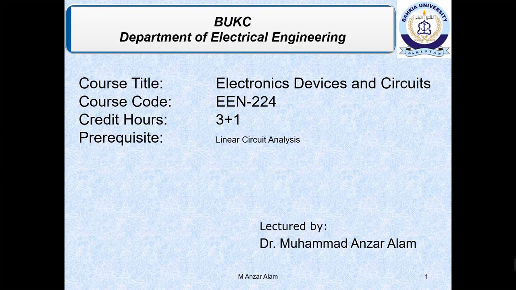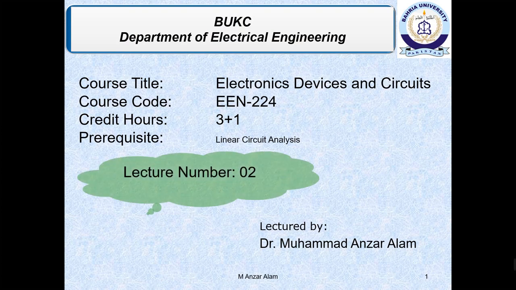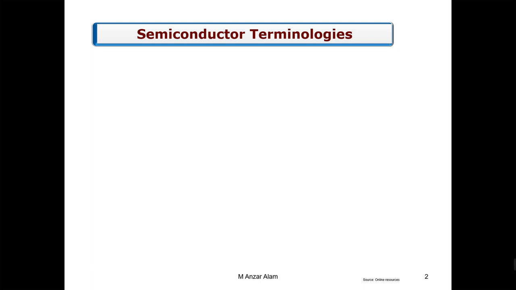Again, the course is electronic devices and circuits, and this time the lecture number two. In this lecture, we will study about the semiconductor terminologies. We said something about the term semiconductor in the previous lecture. But in this lecture, we will try to understand some important terminologies, and it is really important to understand this course. For example, what is the difference between the silicon and the germanium? For example, the holes, the electrons, the p-n junctions, the depletion layer, all these things we have to study here.